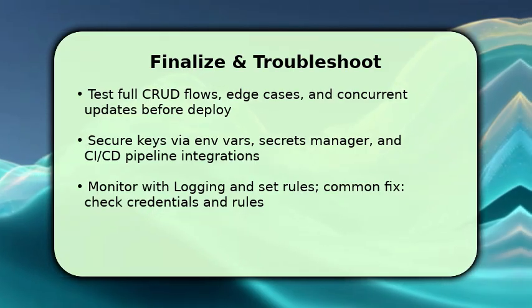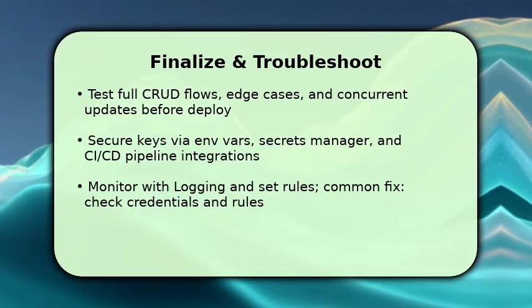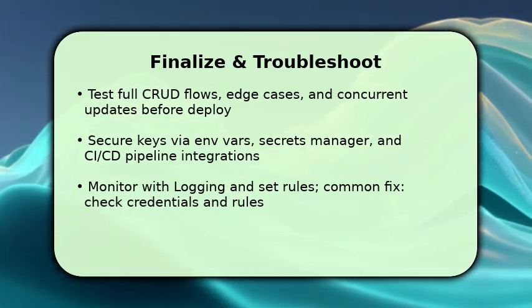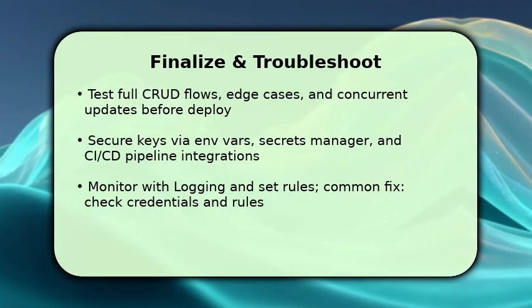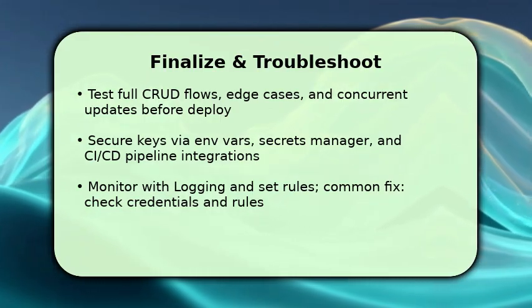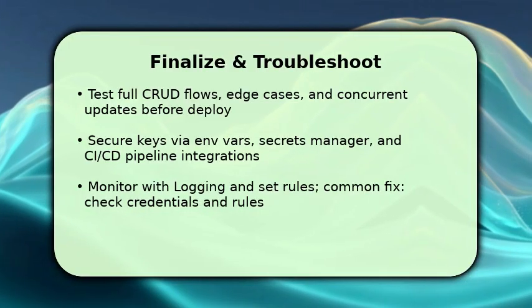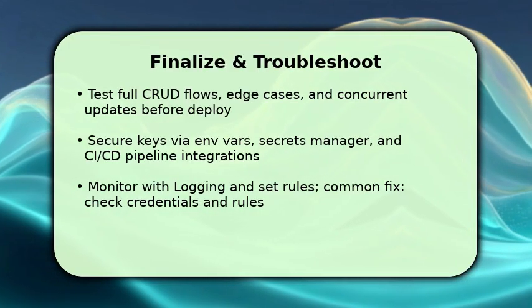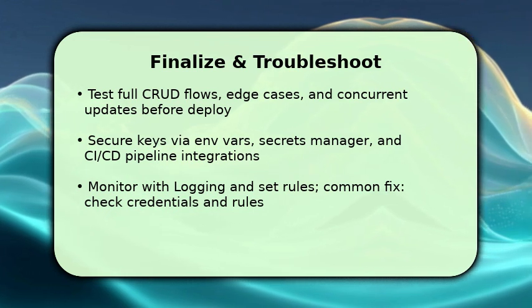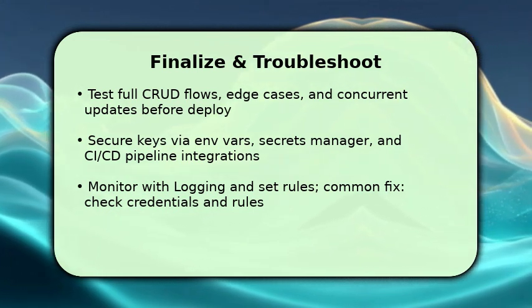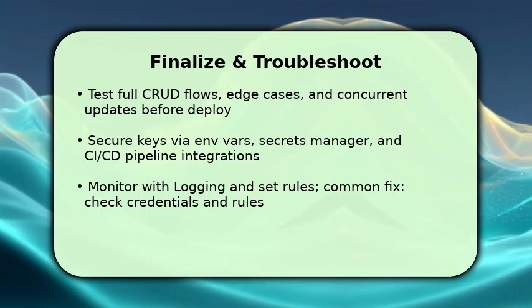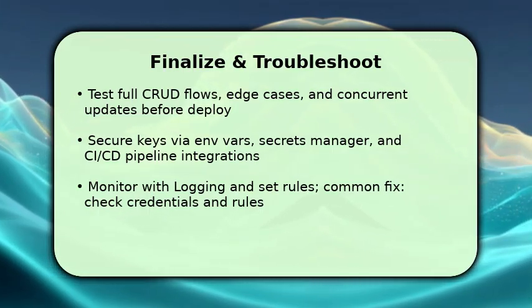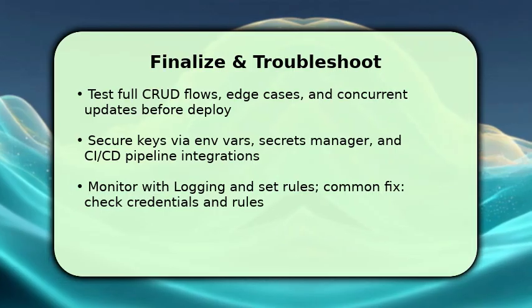Deploy your Python backend or cloud functions, and move keys into environment variables or a secrets manager so they are never in source. Make sure to enable logging and set up alerts. If something goes wrong, first check that the service account JSON matches the selected project and verify your security rules aren't blocking requests. This single check resolves most connectivity or permissions errors.